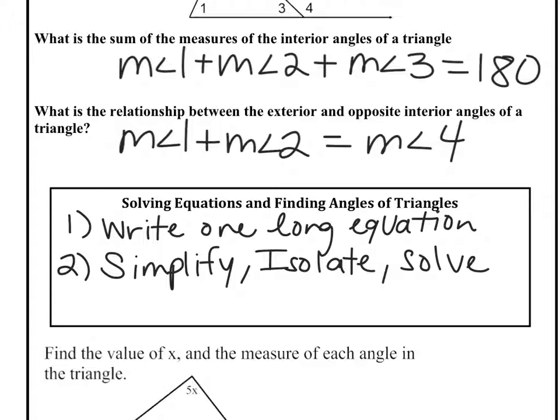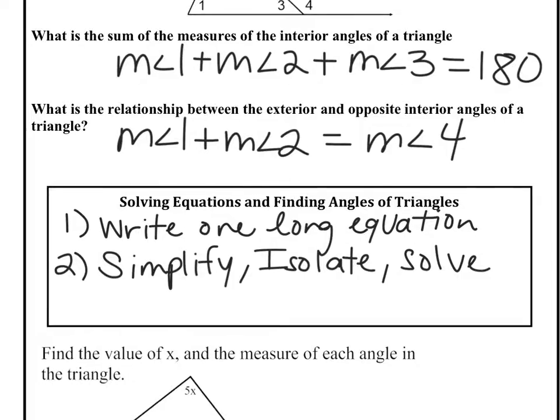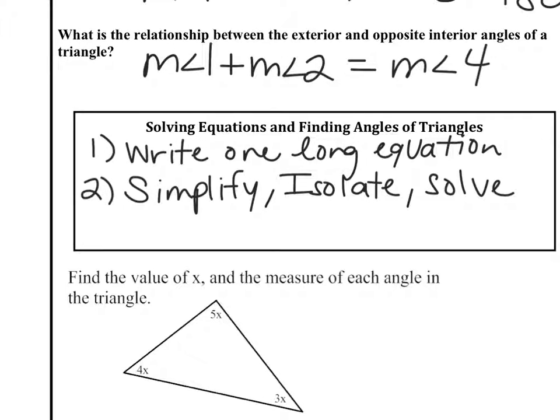In case you've forgotten what those stand for, it's in the front right of the room on the poster. Simplify means to distribute and then combine like terms. If you don't have any distribution, just combine like terms. Isolate means add or subtract to get the variables on one side. So you're going to take one of the variables away if you see variables on both sides. And then solve just means do addition and subtraction and then multiplication and division to undo and get the variable by itself.